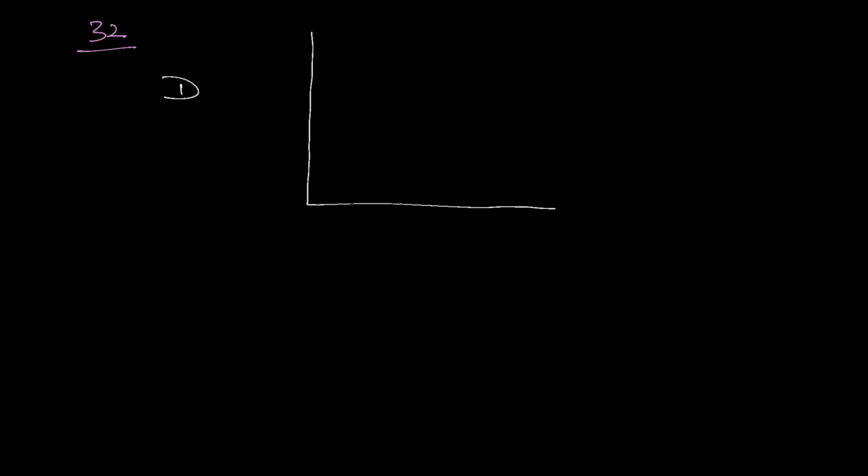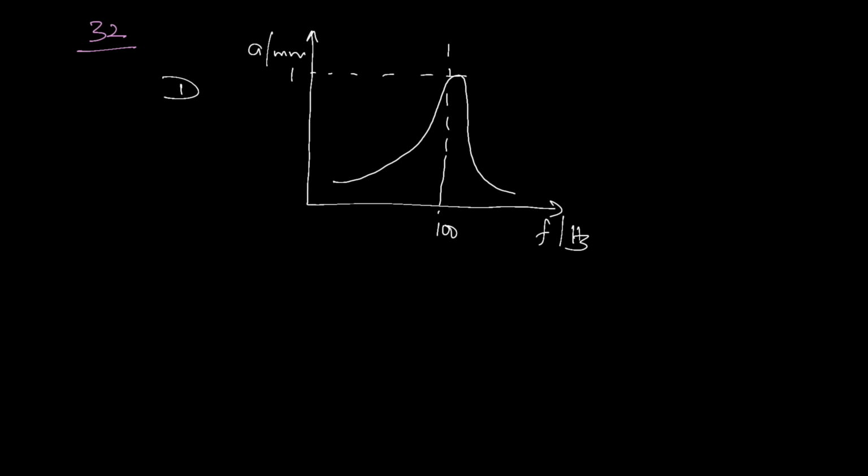Because at 100 frequency in hertz, the amplitude A in millimeters on this graph is roughly at 1. So you can see the peak there is roughly at 1, and with increased damping it will be not 1 but roughly 0.5, and what gives us roughly 0.5 is D. So the answer is D.